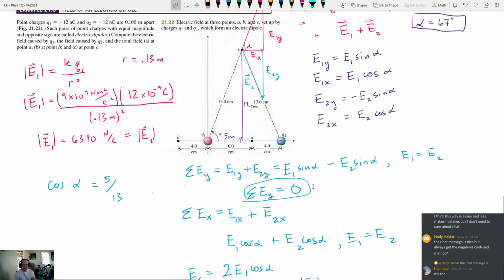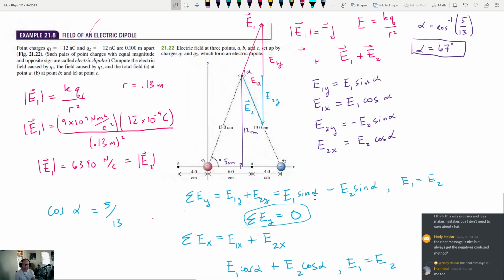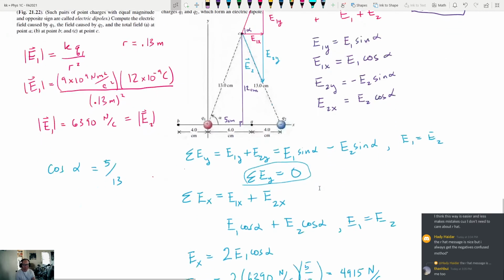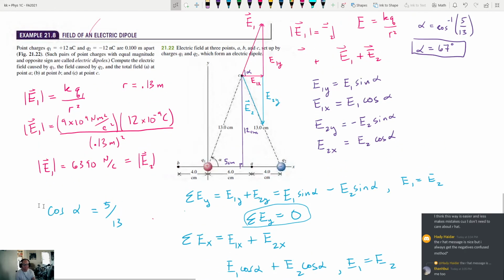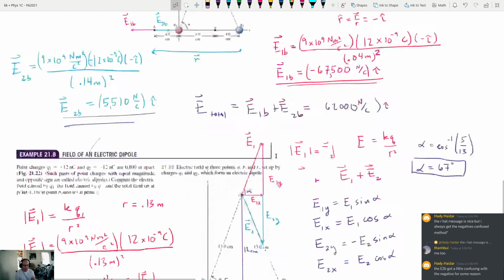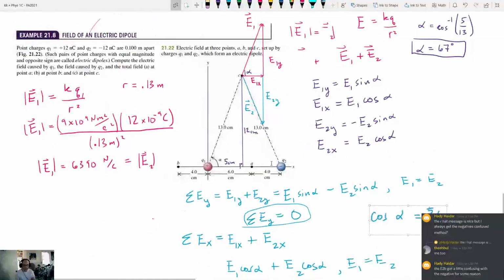Okay, does anyone have any questions about what we just did? Do you want to talk about how you would do it if we used the r hat method? Might as well. I mean, we don't really have time to do that, but that wouldn't hurt. So if you want to use the E2b got a little confusing with the negative for some reason. Oh, in the first two parts? Maybe. Yeah, I understand.